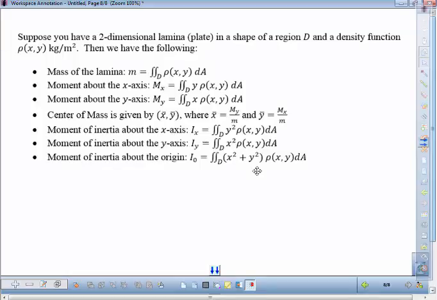Okay, so if you just have these formulas, which fortunately in this class you don't have to memorize, but if you're in physics you might have to, you just kind of plug and chug, right?